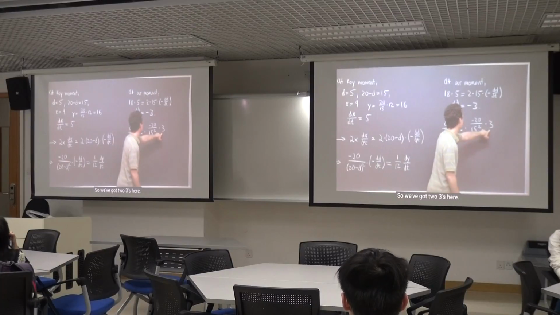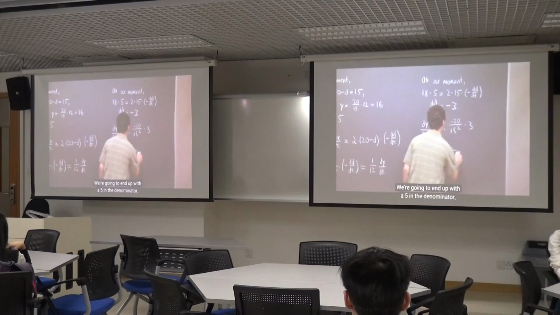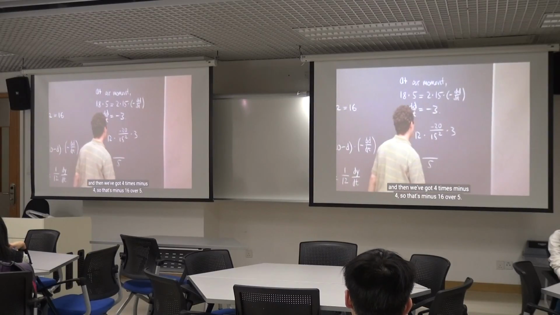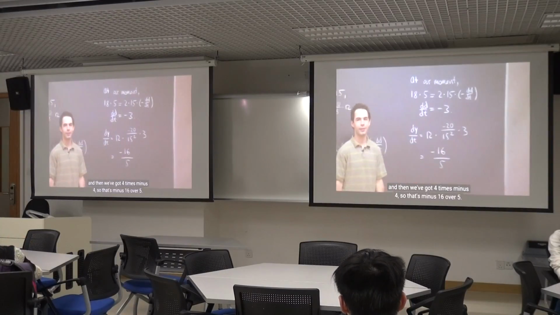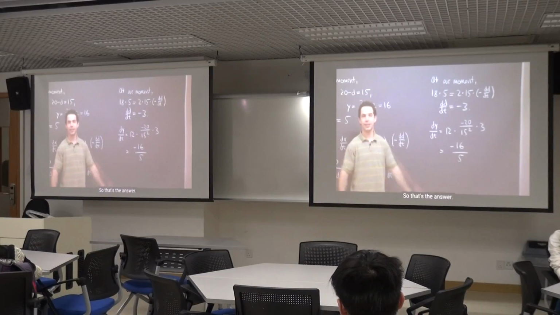So we've got 2 3's here. We end up with a 5 in the denominator, and then we've got 4 times minus 4. So that's minus 16 over 5. All right, so that's the answer.